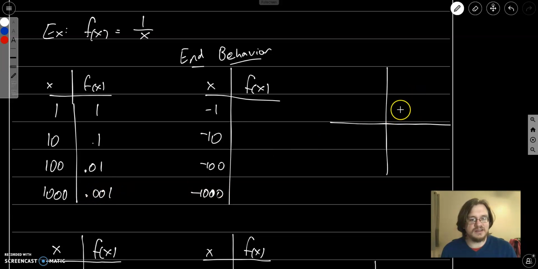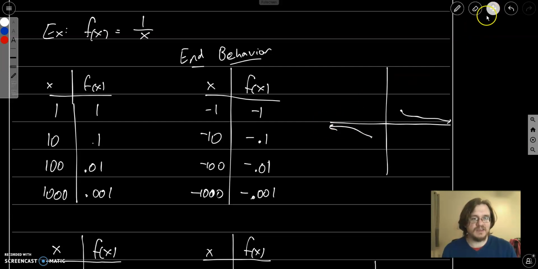So as x gets bigger and bigger and bigger, we're getting closer and closer to 0. And these numbers are pretty small in value. If I plug in a negative number, well, 1 divided by negative 1 is negative 1. 1 divided by negative 10 is negative 1/10. And we can begin to see the pattern here. So if we start at negative 1 and we're going to the left, we can see that we're also just getting closer and closer to 0. And so far, so good.